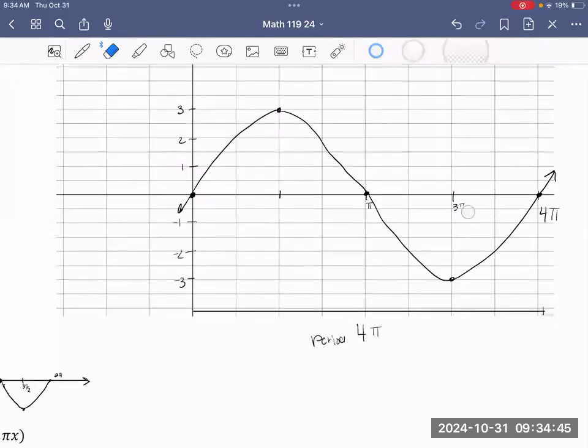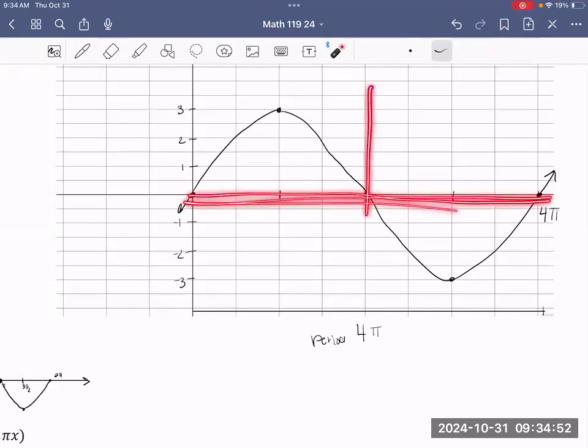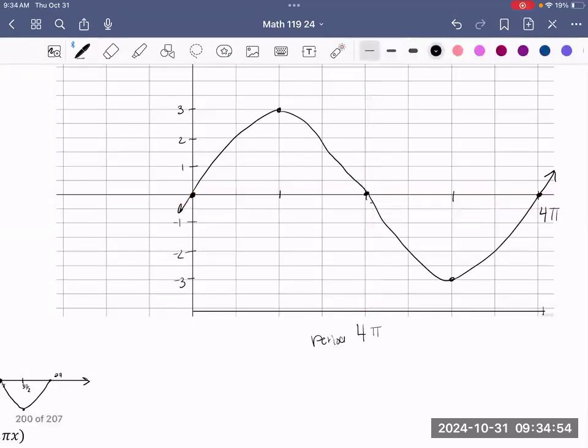So let's go ahead and erase these values. If this is 4 pi, well, what's half your graph? Half your graph is 2 pi. And what's half of 2 pi? Half of 2 pi is just pi. So that just means that from this point to this point is a series of pi.